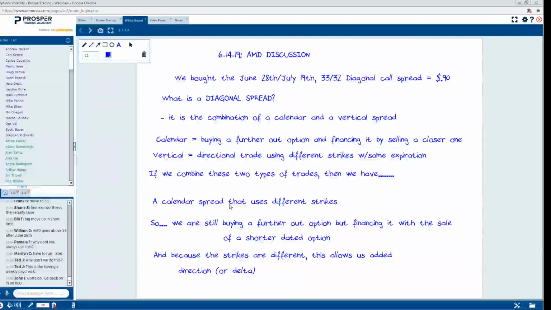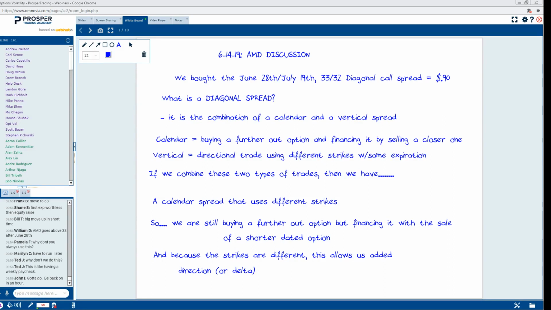So that is what a diagonal spread is. And when you think about it, every option strategy that we use, and some of them have fancy names, they sound intimidating. Oh my God, I can't trade an iron condor. I don't know what that is. Or what the heck is a butterfly or a broken wing butterfly, right? It can definitely be intimidating.